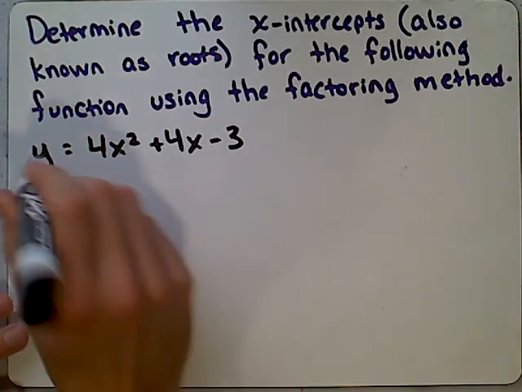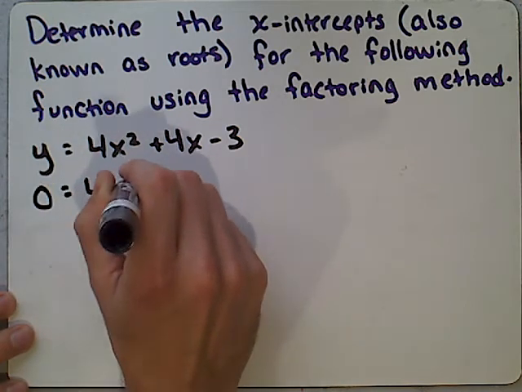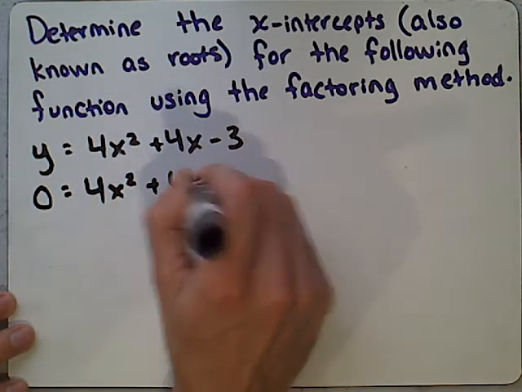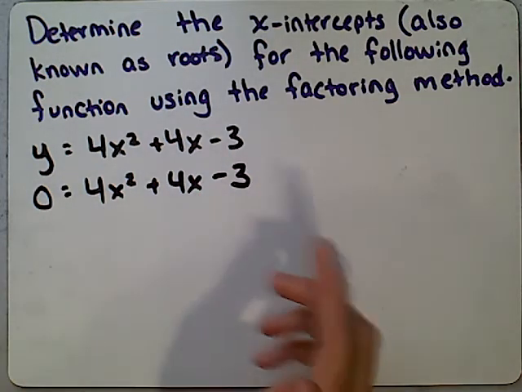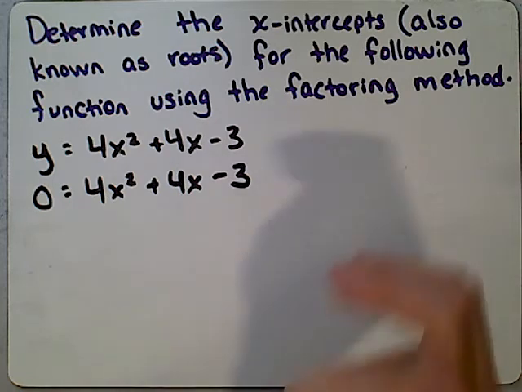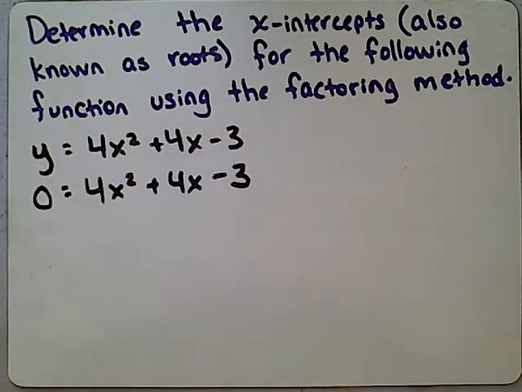What we want to do is replace the y value with a 0. So we're left with 0 equals 4x squared plus 4x minus 3. You may remember from a while back, we actually solved equations like this before using this factoring method. The main difference here is we're starting with a function that has both an x and a y and just replacing the y with a 0.